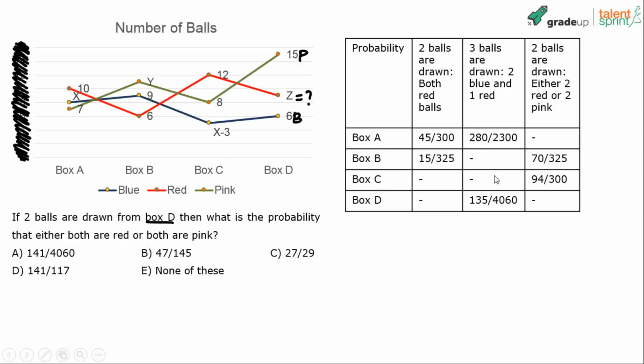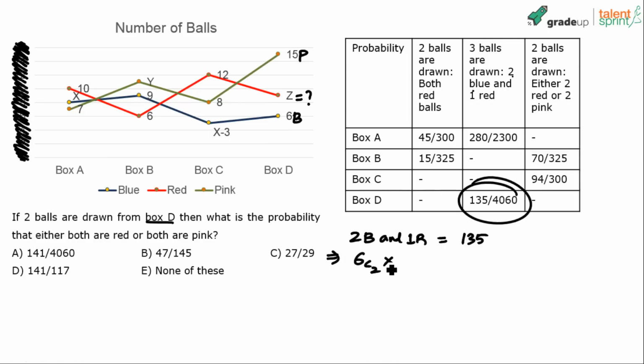I think with respect to box D, only the second probability is given, right? 135 by 4016. So we have to use that. Now according to this probability given here, it says the number of ways in which 2 blue balls and 1 red ball can be chosen is 135. In box D, the number of ways in which 2 blue balls and 1 red ball can be chosen is equal to 135. Which means what? See, how many blue balls do we have? 6 blue balls. In how many ways can you choose 2 blue balls out of 6 blue balls?